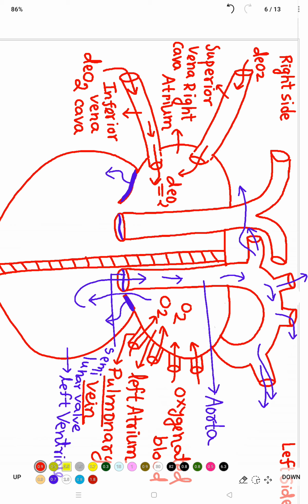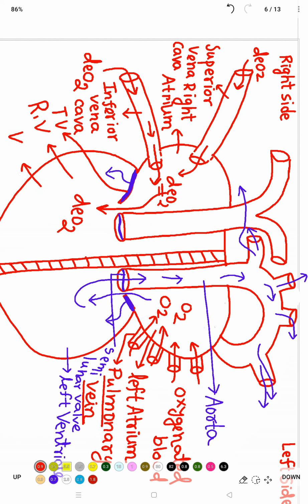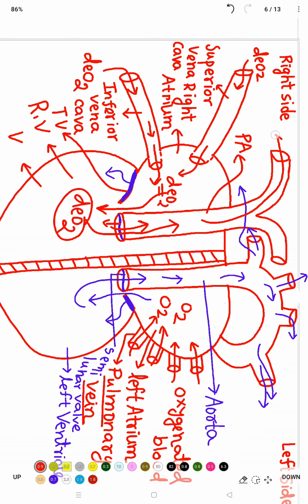And now if we see at the right side, then the deoxygenated blood goes inside the right ventricle due to opening of this tricuspid valve, and here deoxygenated blood comes, and after the contraction of ventricle, this deoxygenated blood goes inside the pulmonary artery, because this semilunar valve again opens, and this deoxygenated blood goes inside the pulmonary artery, and again they go inside the right and left lungs for oxygenation.